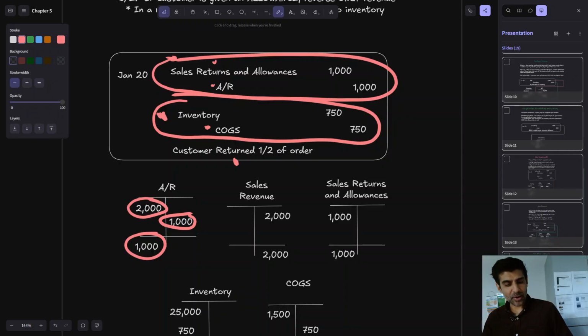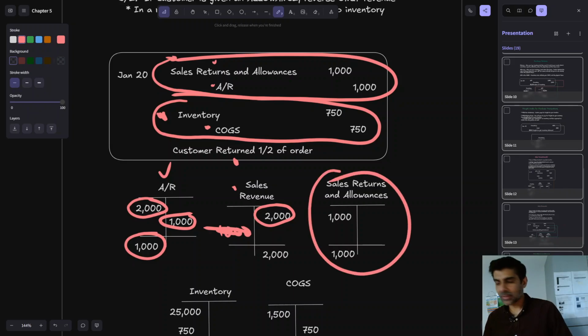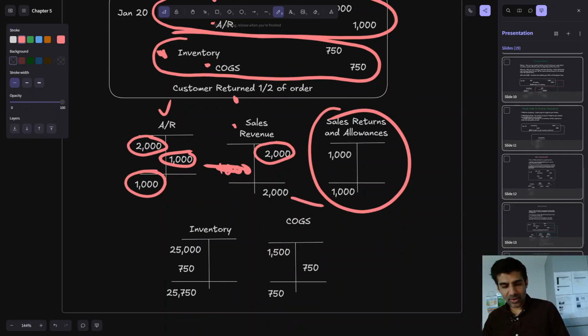Okay. So accounts receivable, check. That's fine. Sales revenue, we originally recorded 2,000. And again, half of that is not revenue anymore. So really we need some debit here of 1,000. But instead of putting it directly into this account, we don't do that. We have this contra account that has the debit. Okay, so again, these two net together.